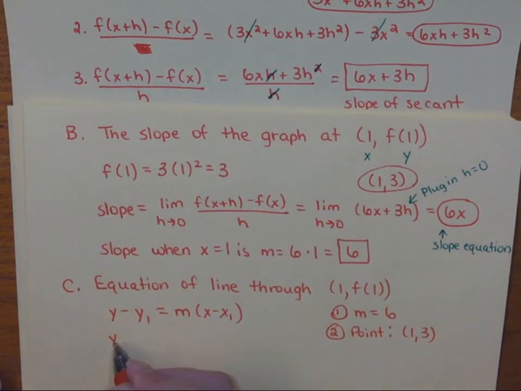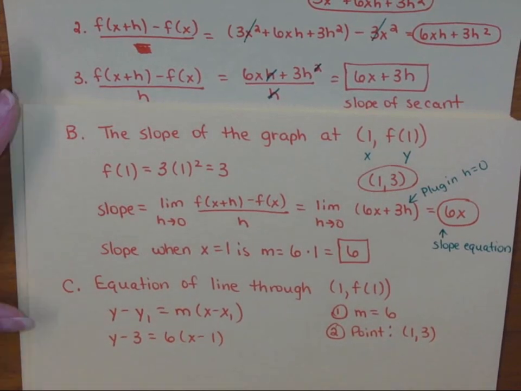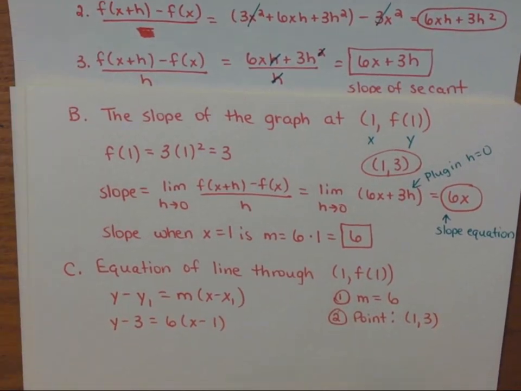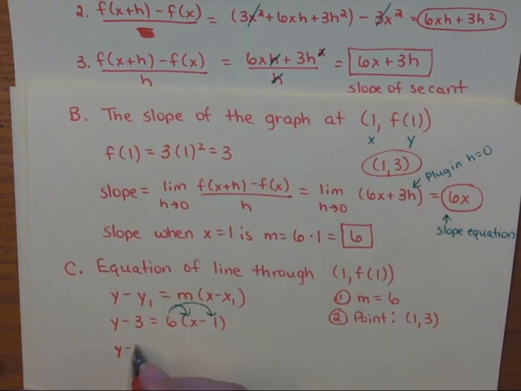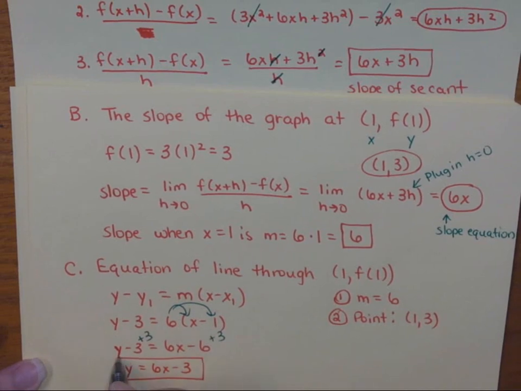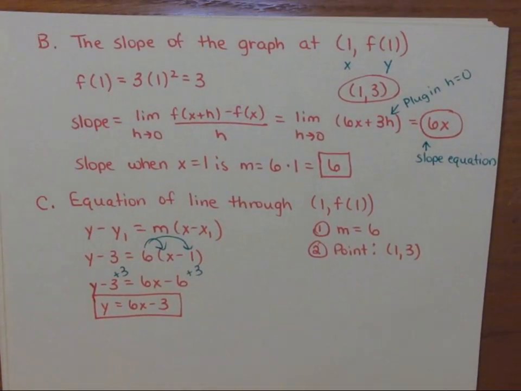And then we just plug it in. It's y minus the y value equals the slope times x minus the x value. So if we do the distributive property, we'll get y minus 3 equals 6x minus 6. And then last but not least, we'll just add 3. So we end up getting y equals 6x minus 3. Notice that's just the equation at the point (1, 3). We would have gotten a different answer if we had been asked to find the line through some other point.